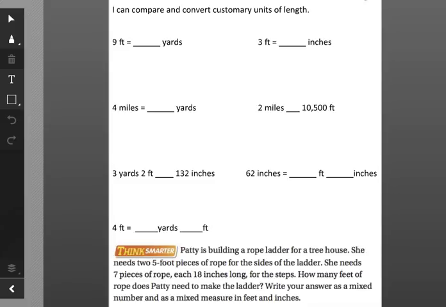So we're going to be working on comparing and converting customary units of length and capacity today. It's a simple process when you're comparing and converting them. It's kind of like saying I have 18 cups of water or 1 gallon of water. You can compare those. It's still water, you're just measuring them different ways. And so that's what we're going to be doing today.